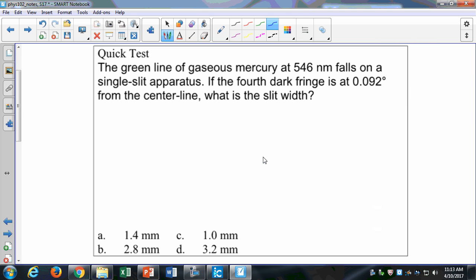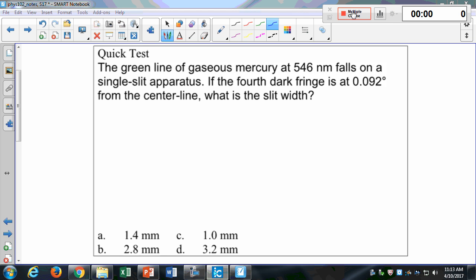Let's try this one. You have the green line of gaseous mercury, like you guys did in the spectroscopy lab, where you have different colored lines for hydrogen or helium, or in this case mercury. The green line falls at 546 nanometers, that's its wavelength, and it falls on a single slit apparatus, and then it creates an interference pattern. This is the angle. Now what is the slit width?